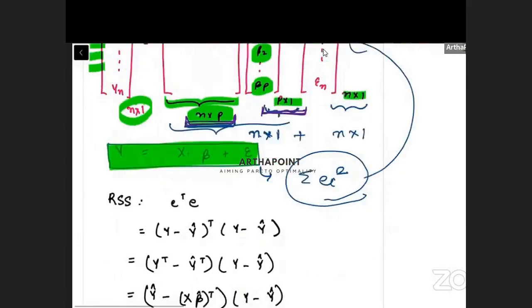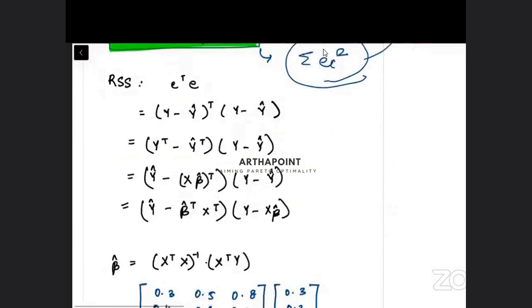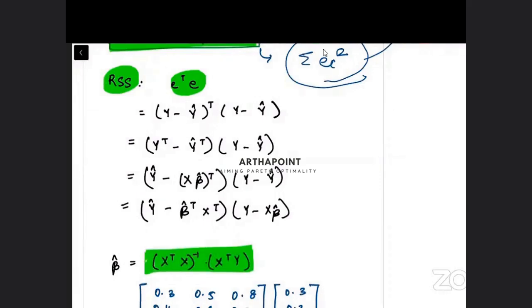So actually the way to write this here becomes E transpose E. This is how you can go ahead and write it. And what was the aim? To minimize the residual sum of squares. So when you minimize E transpose E, you will get actually this. With respect to what were we minimizing this? We were minimizing this with respect to the betas, right? And then when we solved these equations, we were getting the betas.